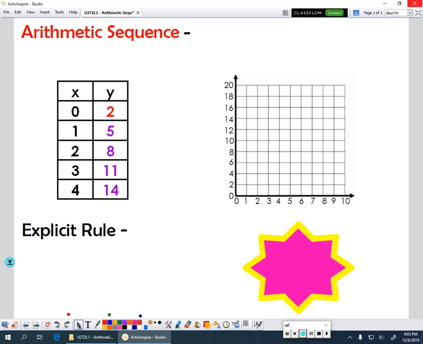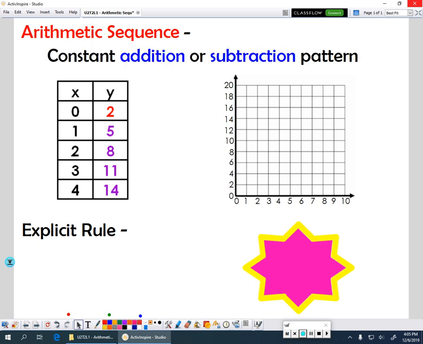So today we're going to talk about an arithmetic sequence. An arithmetic sequence is a sequence that has a constant addition or subtraction pattern. So if you look at this table and we look at the y values on our table, we want to look for a pattern as to how those y values are changing.